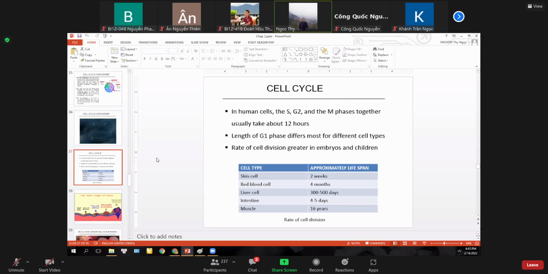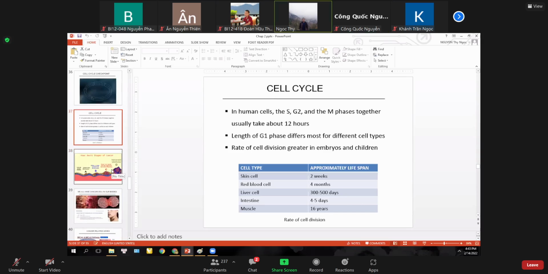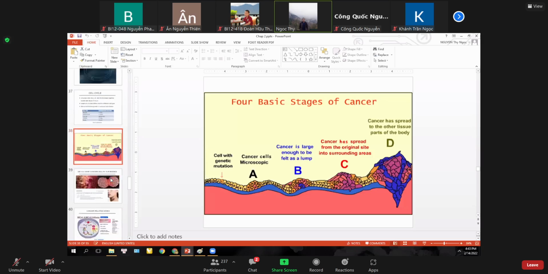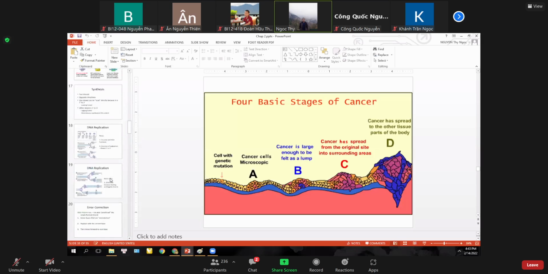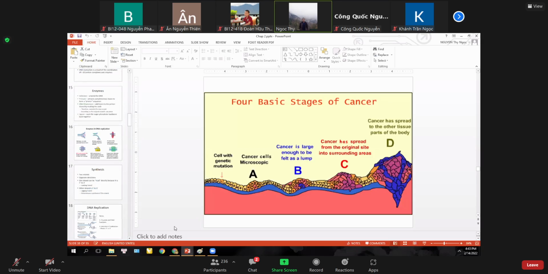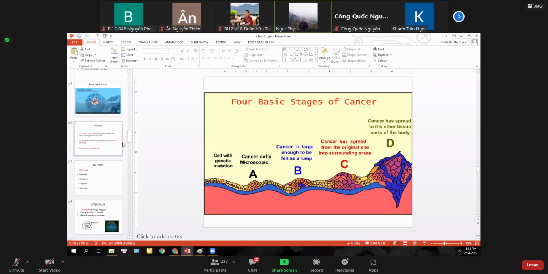So the next part, on DNA mutation and its relation to cancer, I think I will save it for Thursday. Do you have any questions for today's lecture? Please remember that from tomorrow we will have a bioinformatics training course, so please be on time, okay?